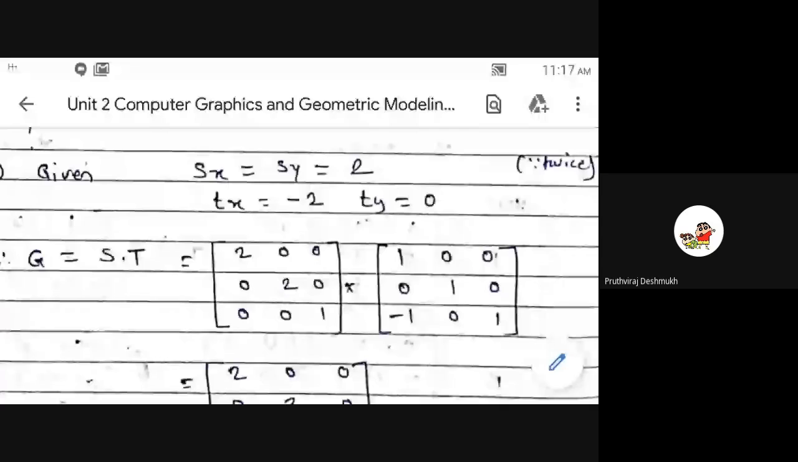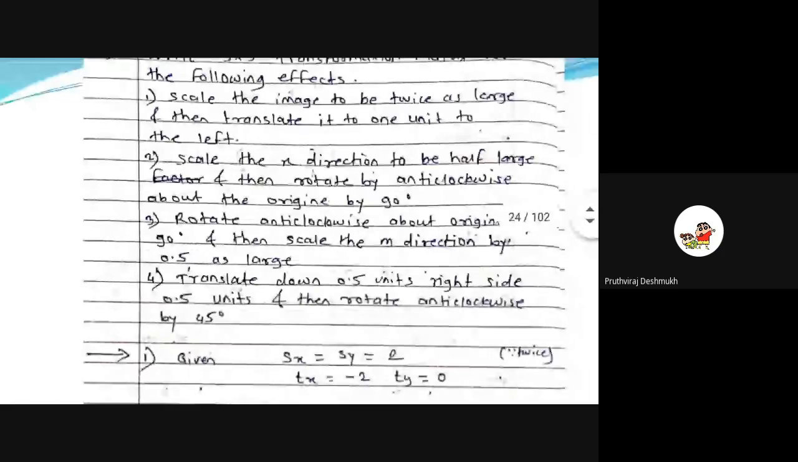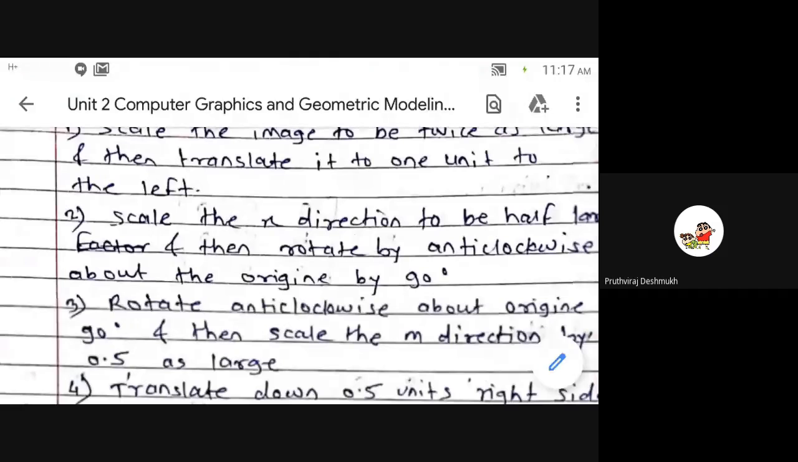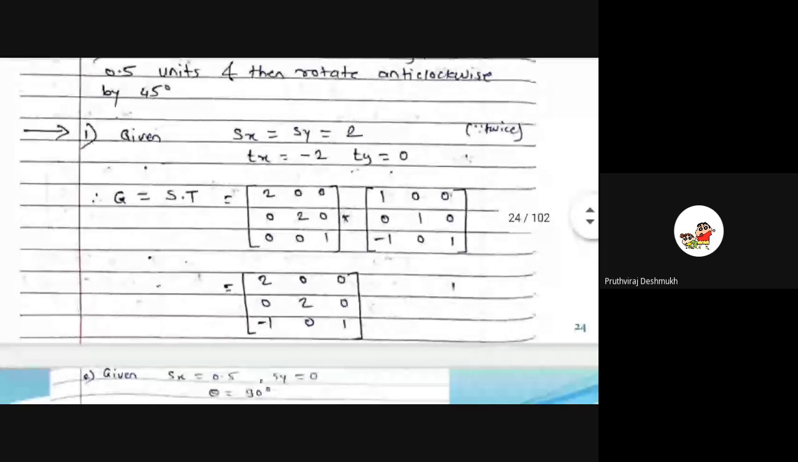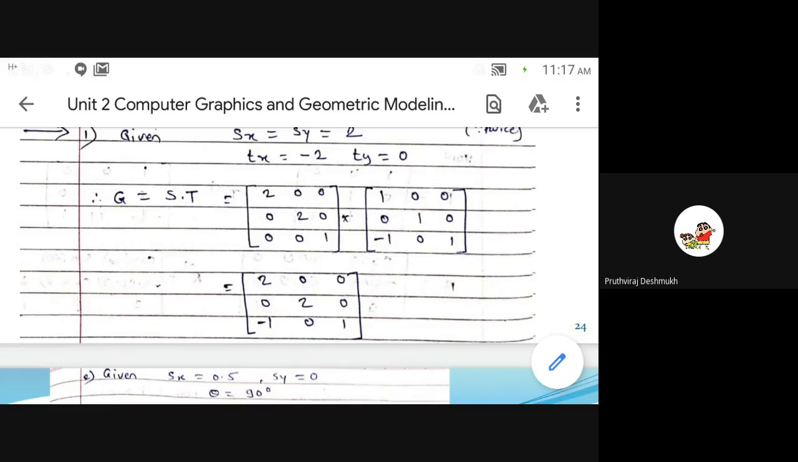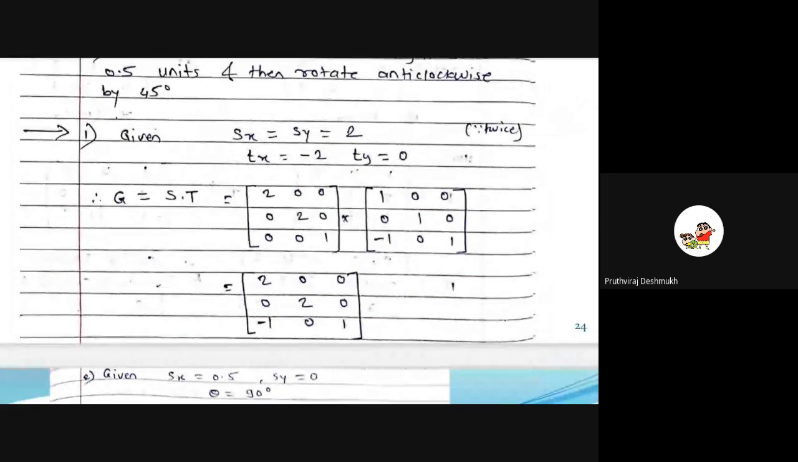So our first statement is clear: scale the image to be twice as large and then translate it 1 unit to the left. Now what is the answer? 2 0 0, 0 2 0, -1 0 1. This is our answer for the first. After this, it is mandatory to draw the diagram, but in this PPT I have not shown the diagram.